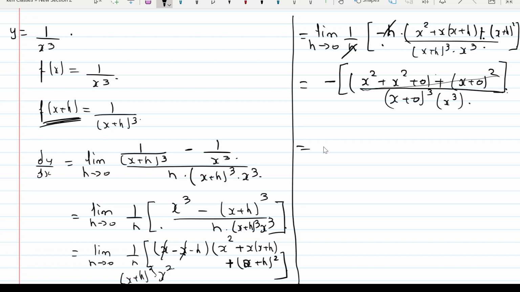So that becomes equal to minus, this is x square plus x square plus x square, so it's 3x square divided by x cube into x cube, which is x raised to 6. So x square cancels, it becomes x raised to 4, which is minus 3 upon x raised to 4. Okay, so that's one problem done.